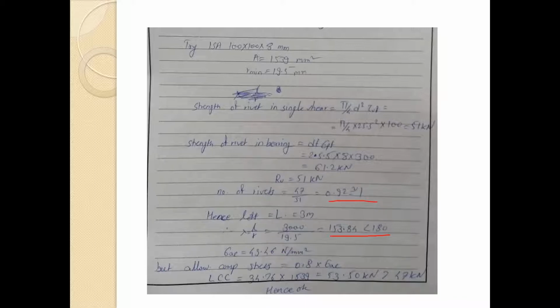But the allowable compressive stress in this case, we have to reduce by 20%, that is we reduce it to 80%. So 43.46 multiplied by 0.8, so the load carrying capacity we are getting is 34.76 into the area of this particular section, that is 1539. So that becomes 53.50, which is greater than 47 kilonewton. Hence the design is okay.